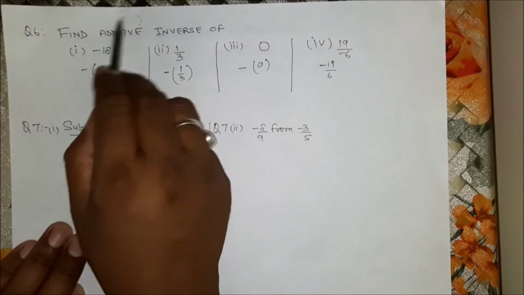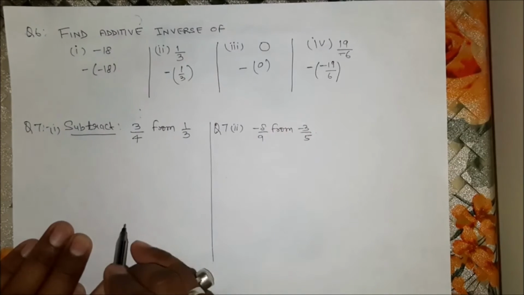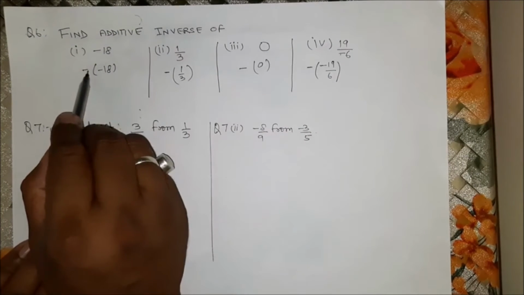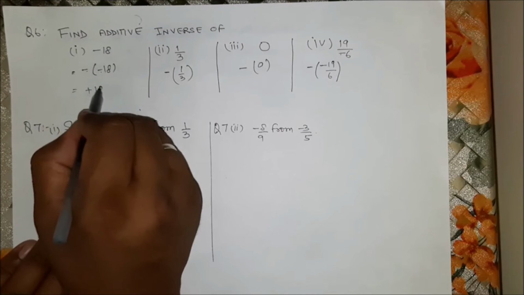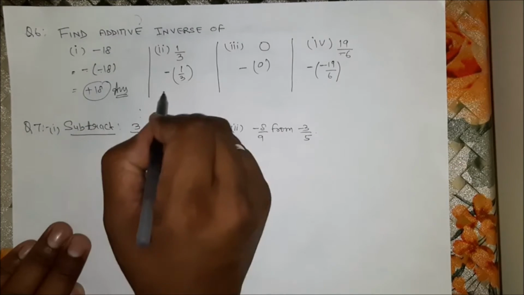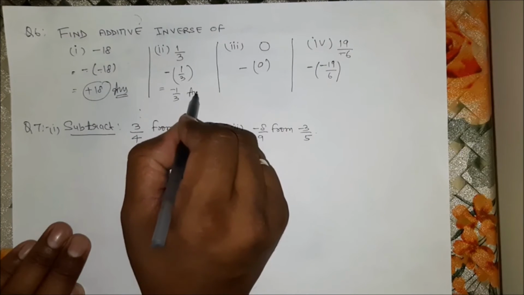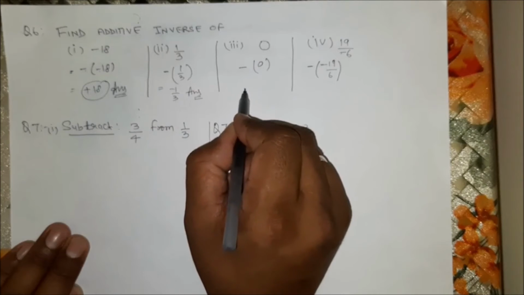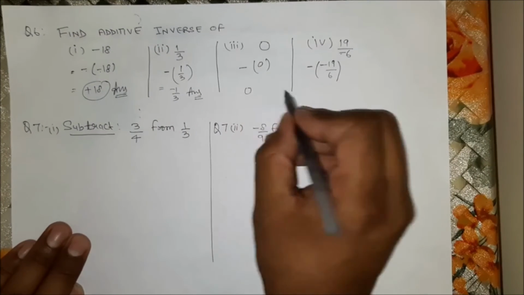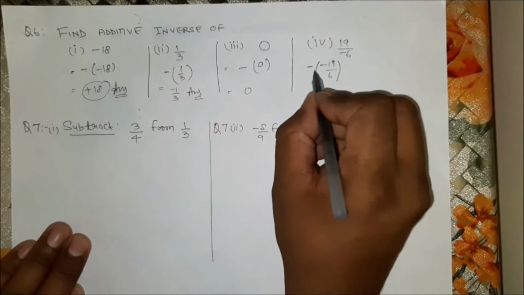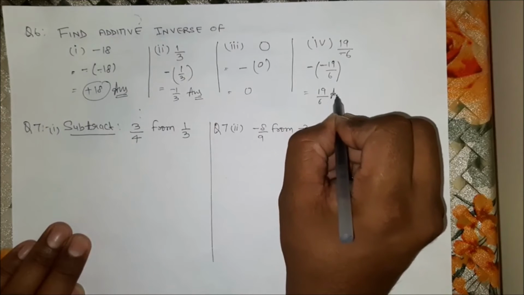Now we need to find additive inverse. So what we will do? Put the number in bracket and put the negative sign. Now you can see minus minus plus, so it will become plus 18. That's the answer. It will become minus minus plus, 1 by 3. Again that is your answer. Minus 0 will remain 0 because 0 cannot be negative. 0 is always positive. That's the answer. And again it will be minus minus plus. It will be 19 by 6. Again that's your answer.